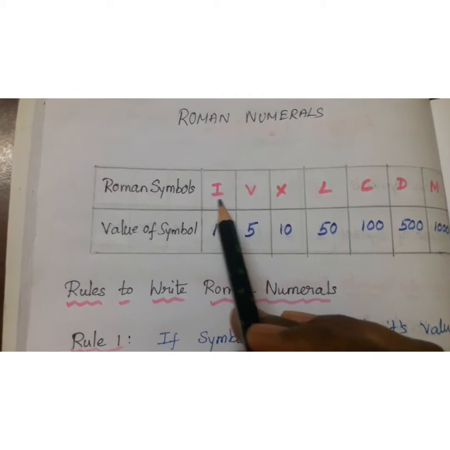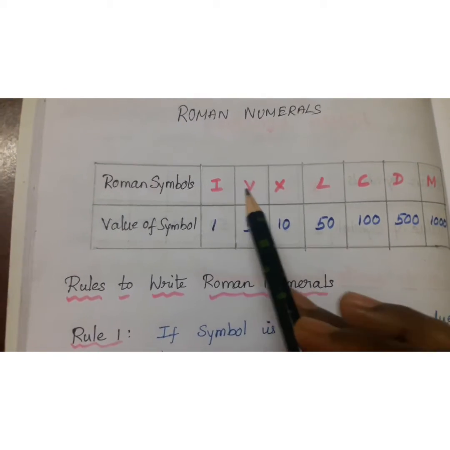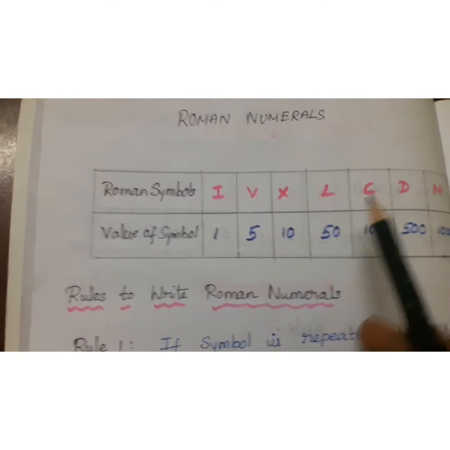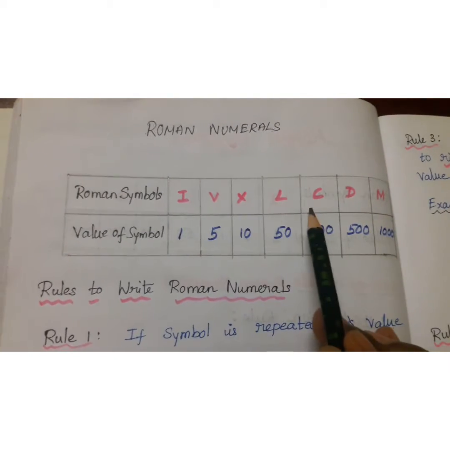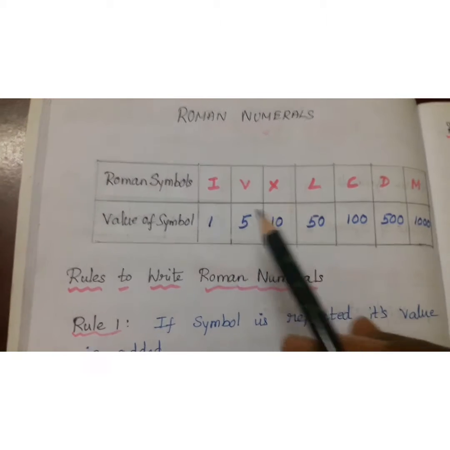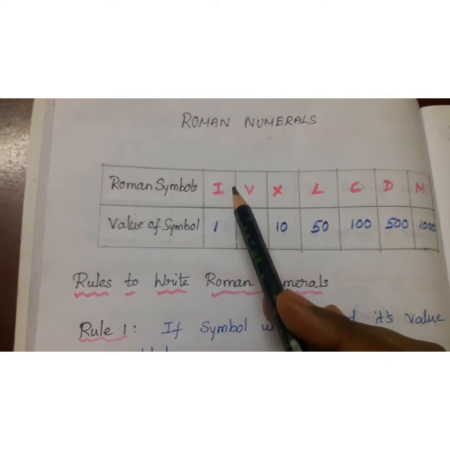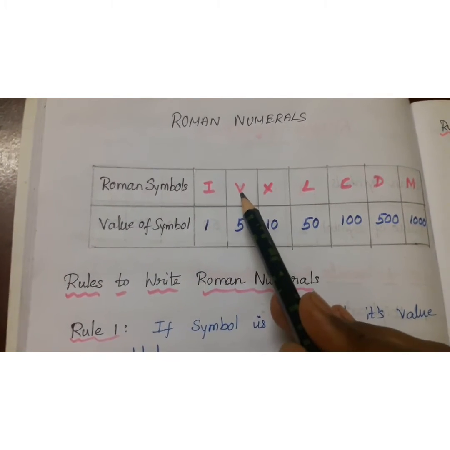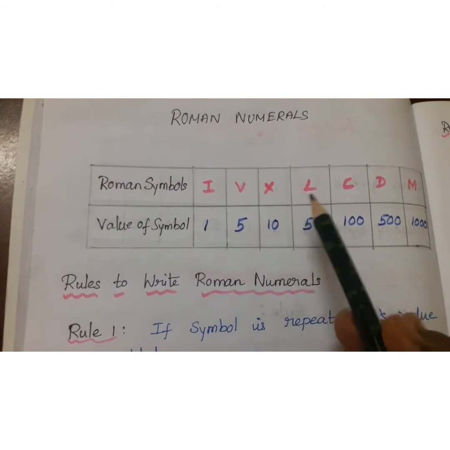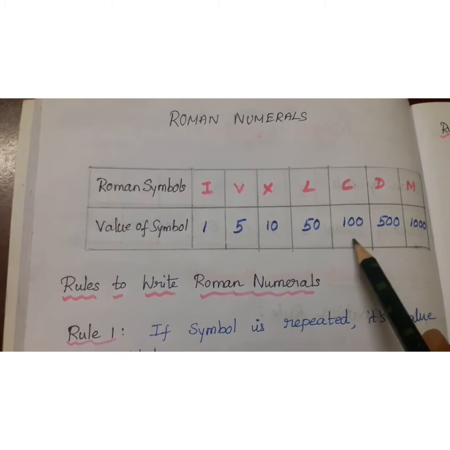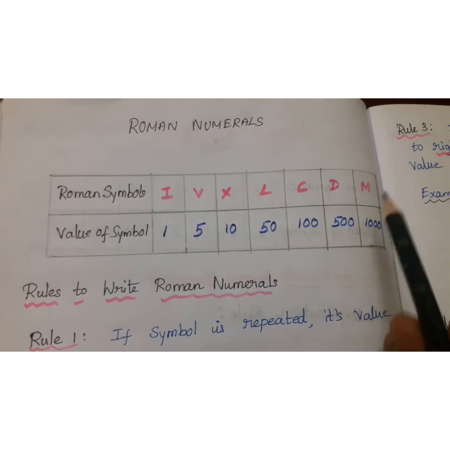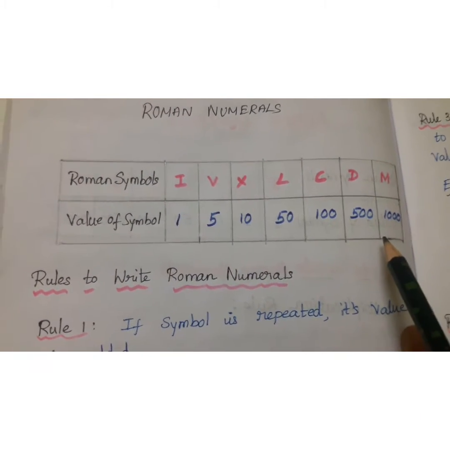The Roman numerals are formed by using only 7 symbols, which are I, V, X, L, C, D, M. The value of the symbol I is equal to 1. The value of the symbol V is equal to 5. X is equal to 10. L is equal to 50. C is equal to 100. D is equal to 500. M is equal to 1000.